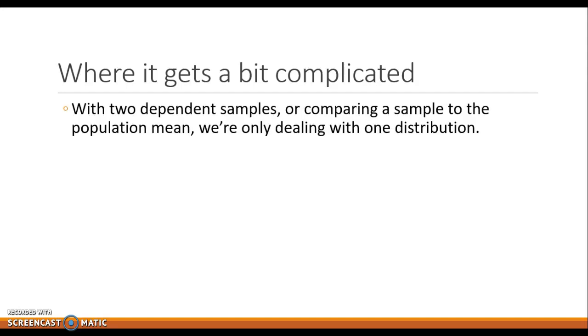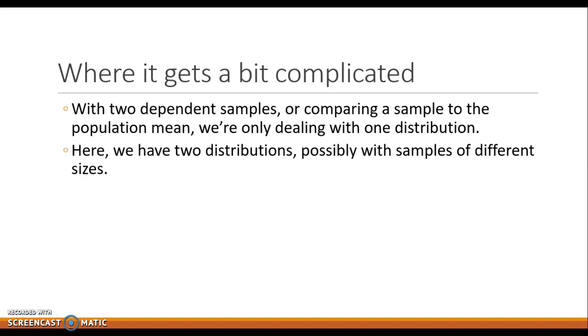So unlike with two dependent samples, or when we're comparing a sample to the population mean, which is what we've done before with the t-tests, back at the beginning of Chapter 8 and also in Chapter 7, here we're dealing with two distributions. The distribution of the first group and the distribution of the second group, which are not going to be identical, and indeed we may even have different sample sizes.